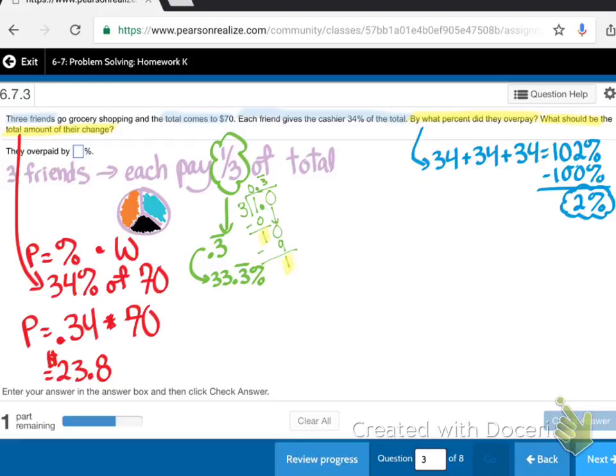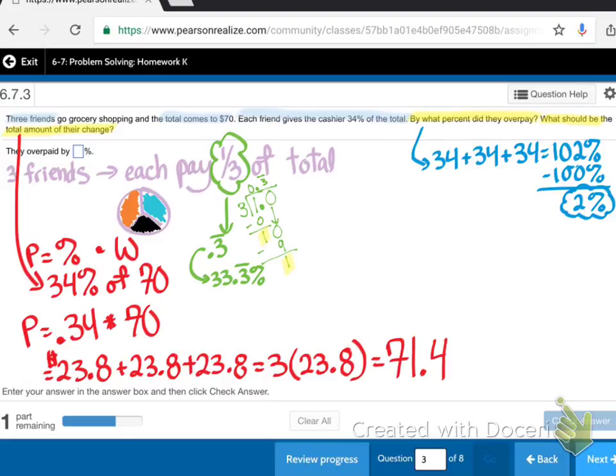So if friend 1 pays $23.80, the next friend also pays $23.80, the next friend also pays $23.80, because they all pay 34%, so their amounts would all be the same. And so if you add those up, 23.8 plus 23.8 plus 23.8, that's the same thing as 3 times 23.8, which is an additional step. You don't have to do that if you don't want to. You can just add them. But I think it's helpful to see each friend pays $23.80. You have 3 sets of that. 3 sets means 3 times that number.